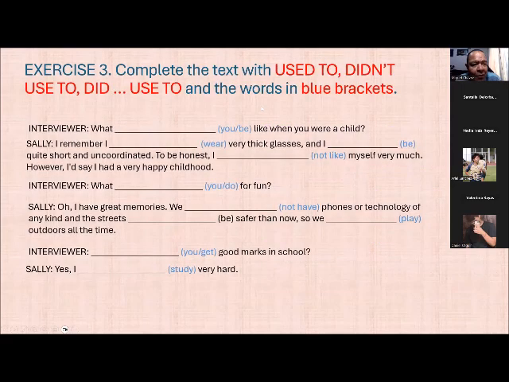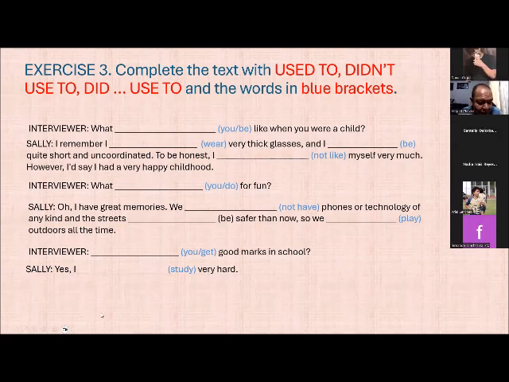Okay, thank you. Number 3, I need only 2 volunteers for this conversation. We are going to put in practice the verb "used to" in context. In this case, we have an interview, okay, between an interviewer and Sally. A volunteer to be the interviewer for all the conversation. Okay, Daniel, you are going to be the interviewer. Thank you. And then Sally, who is going to be Sally?